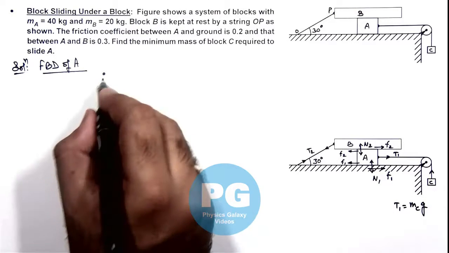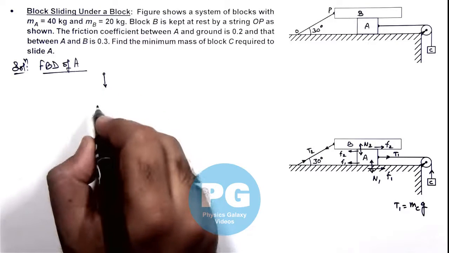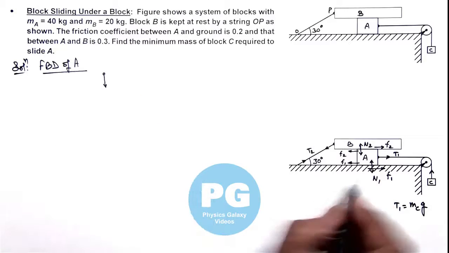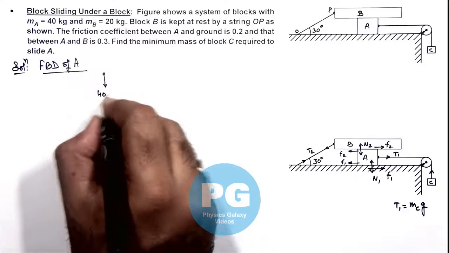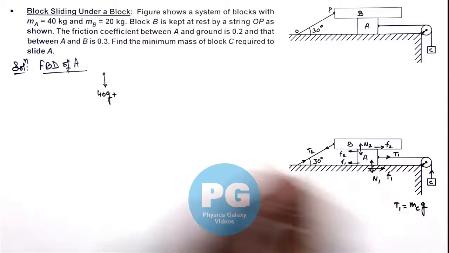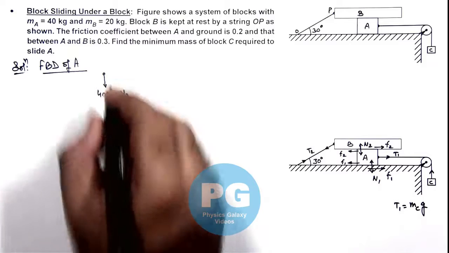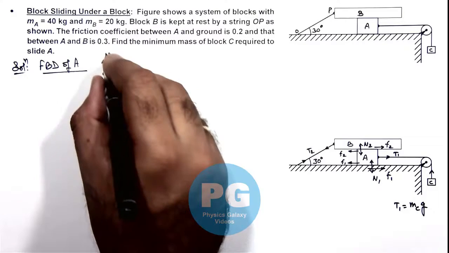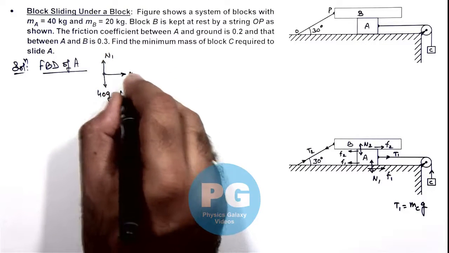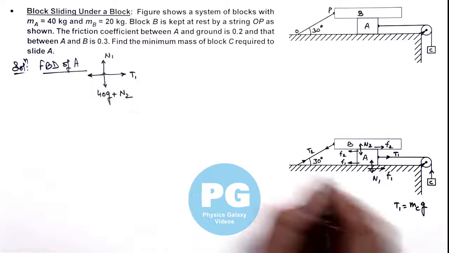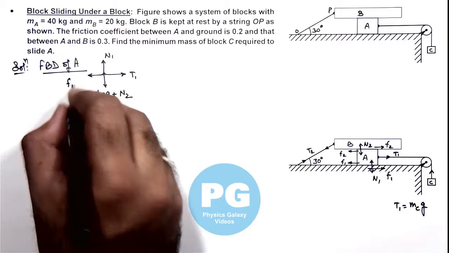So in the free body diagram, we can see on block A, downward is its weight, that is 40 g, plus the normal reaction due to block B, which is N2. In upward direction, N1 is acting on it. Toward right is the tension T1, and toward left are the two frictions acting on it, F1 plus F2.